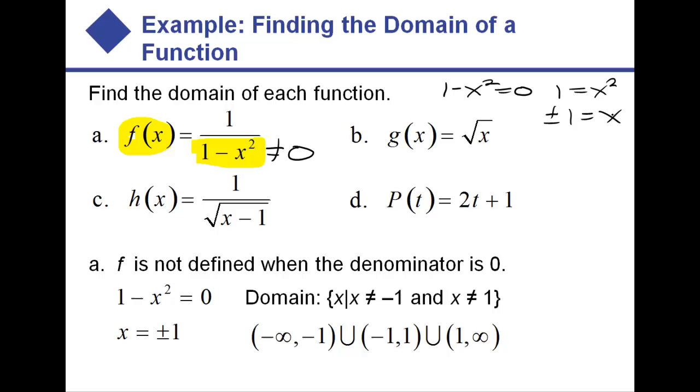So your domain would be everything except those numbers, and this is how you could write it a couple different ways. You can just spell it out. It's the set of all x's such that x does not equal -1 and x does not equal 1. Or you kind of do it in interval notation. It's all numbers from -infinity up to -1, not including, that's why it's round bracket, union with everything from -1 up to 1, union everything from 1 up to infinity.